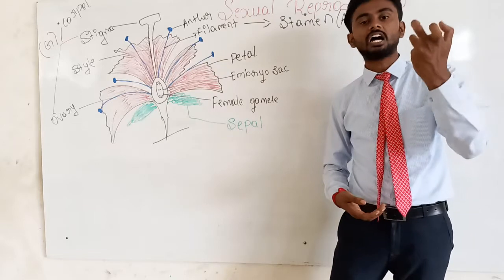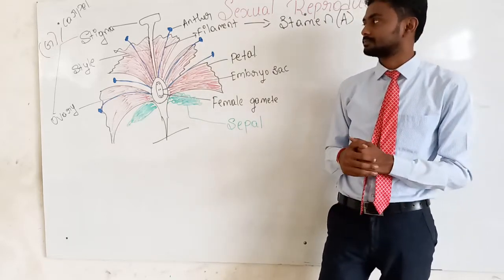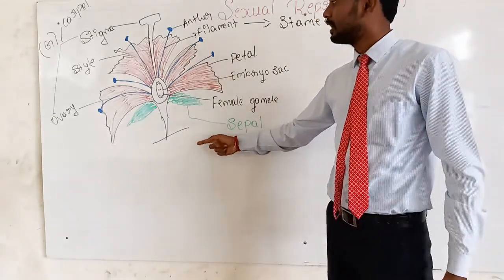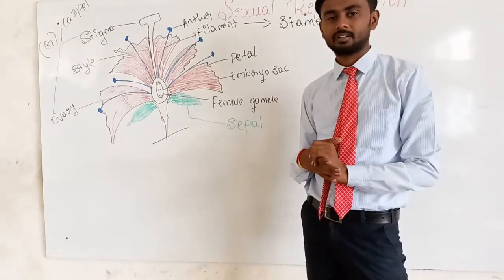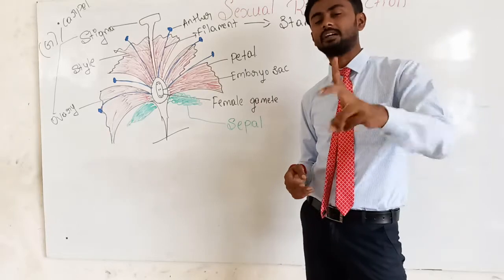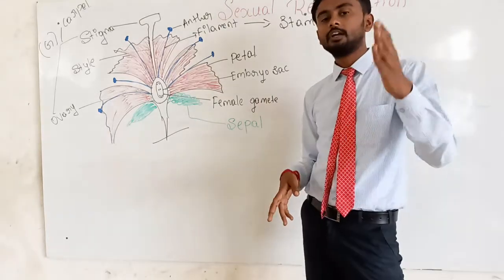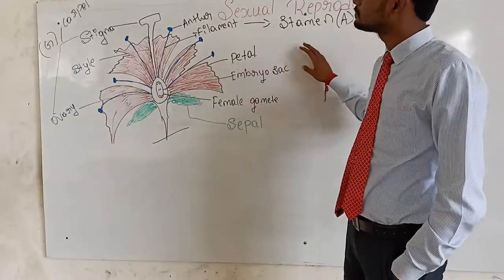Hibiscus, in Kannada, Dashavala. Clear? Dear students, this is a diagram of hibiscus. It is very important for your annual examinations. Hibiscus flower means a bisexual flower. It is very important for 1 mark. What do you mean by a bisexual flower? What do you mean by a unisexual flower? Clear all of you?